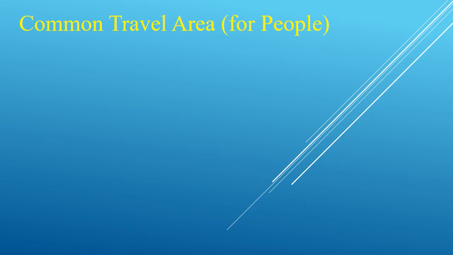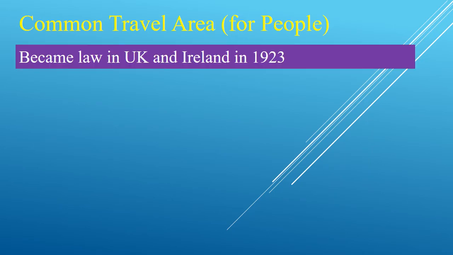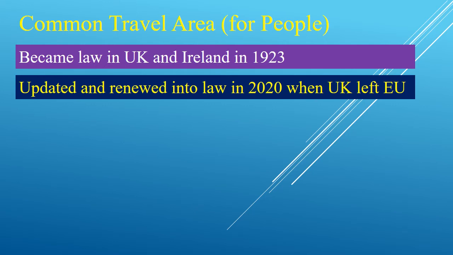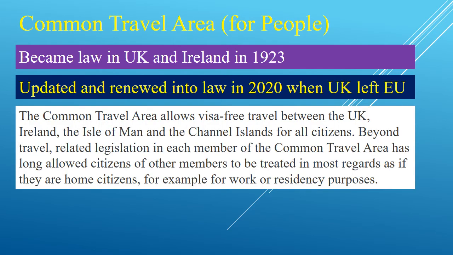The UK has something quite unique. It has a common travel area. When Ireland left the UK in 1921, a law was written which came into force in 1923 that created the common travel area between the islands of the UK and Ireland. It was updated and renewed in 2020 after Brexit. This is what the common travel area is.